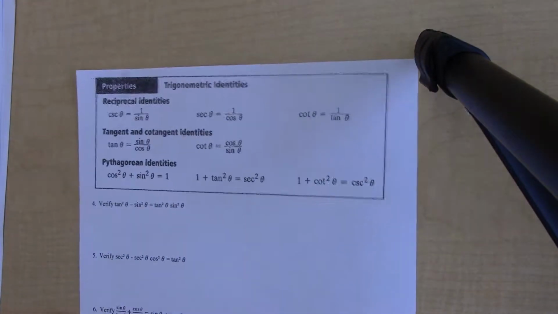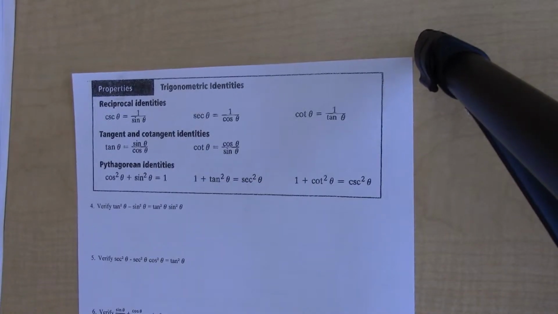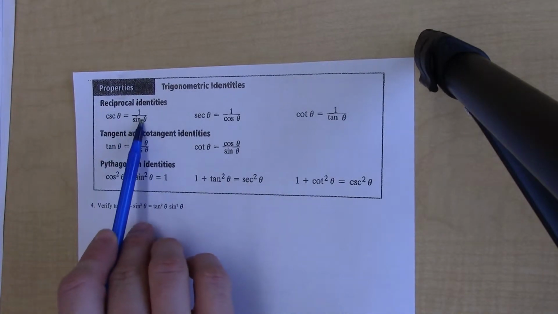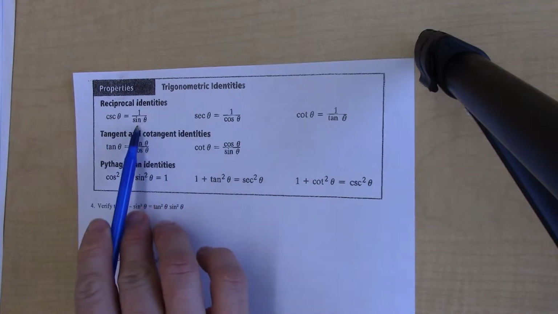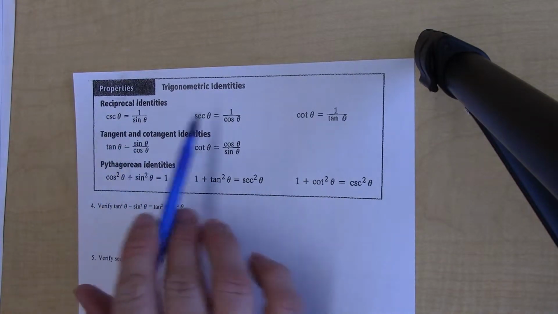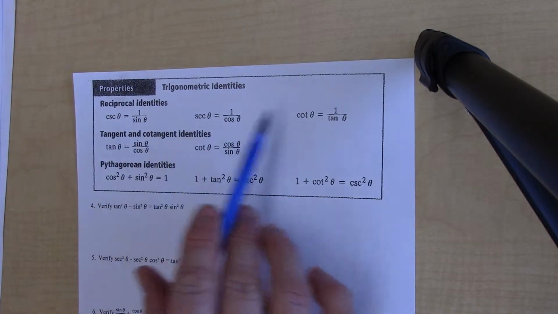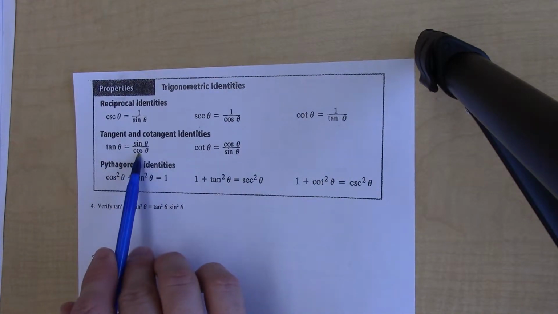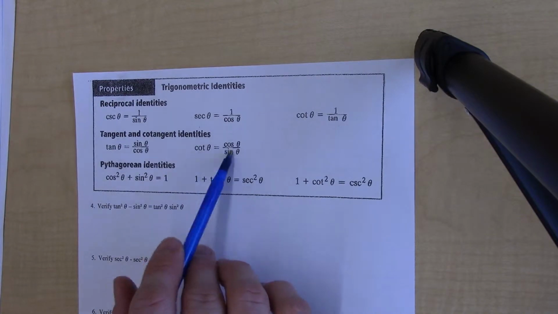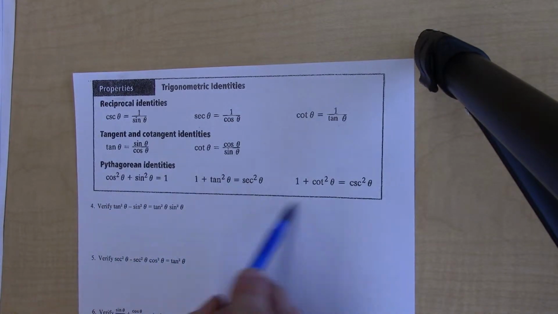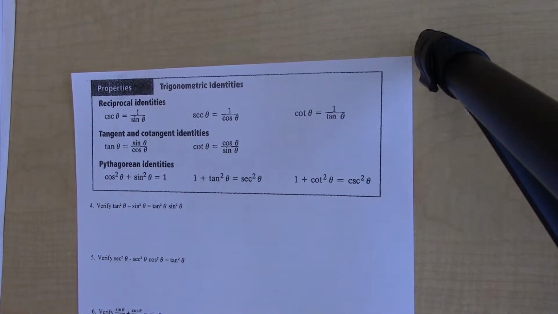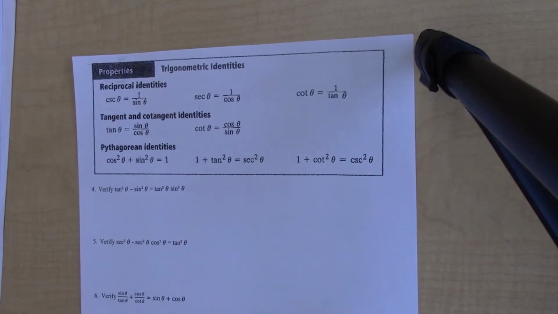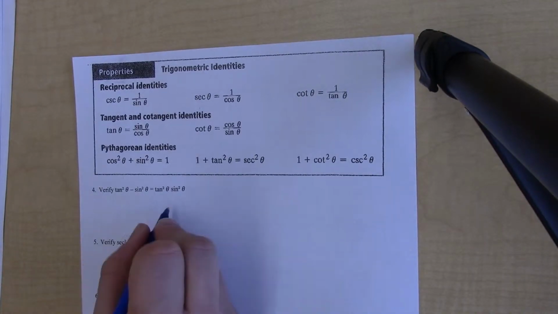On the next page, you'll see all of the identities. And we've already talked about a few of these. We've talked about how the reciprocal works. And again, we could also say sine is 1 over cosecant, cosine is 1 over secant, tangent is 1 over cotangent. Tangent is sine over cosine. Cotangent, we just got done saying, is cosine over sine. And then we've got our 3 Pythagorean identities that we just verified on the previous page. We're going to use that to try and solve the rest of this stuff.